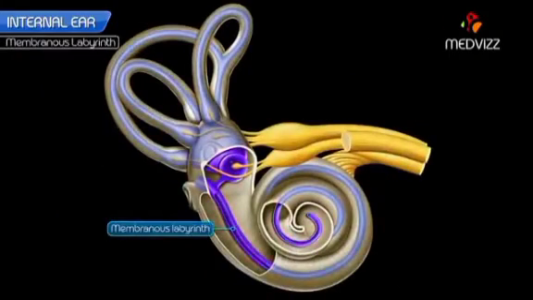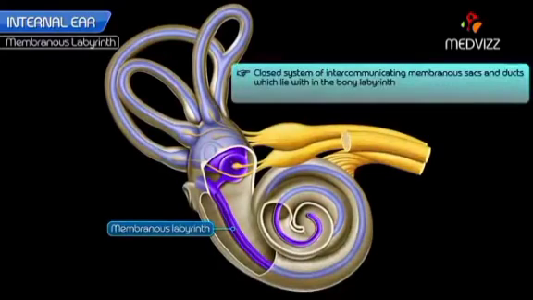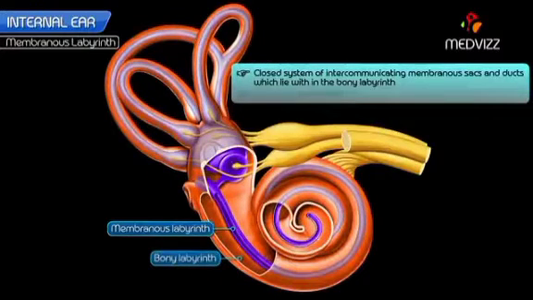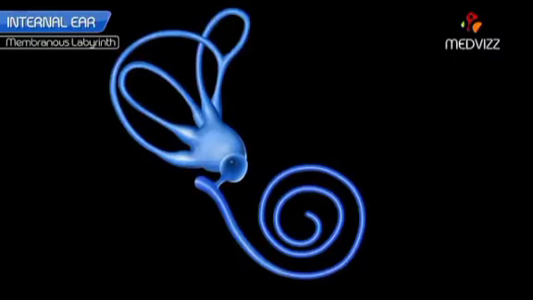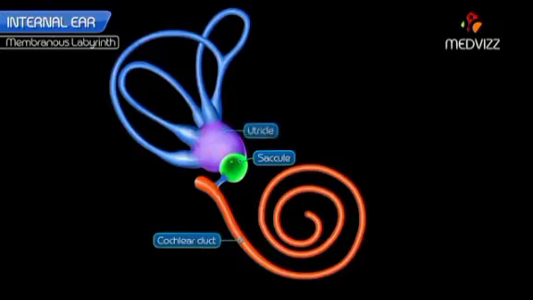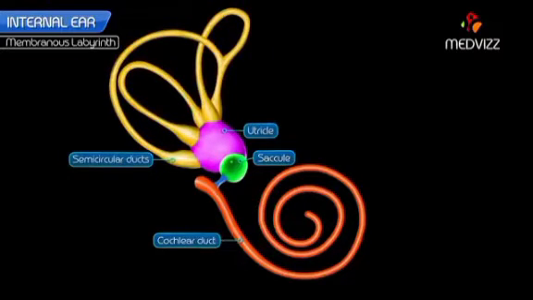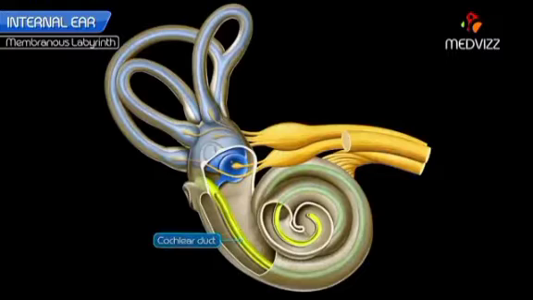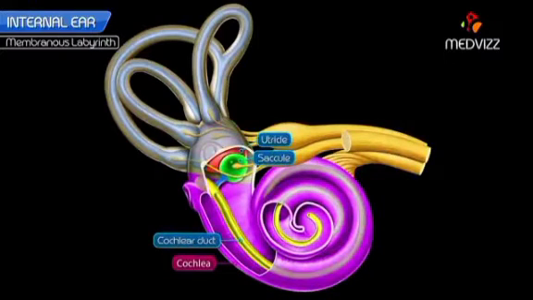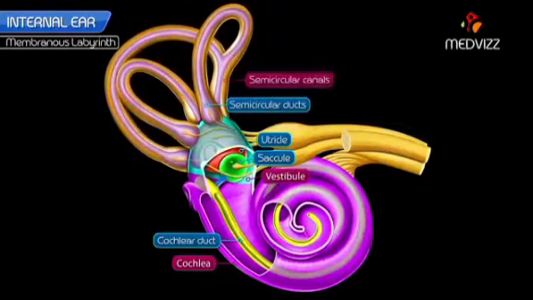Membranous labyrinth. The membranous labyrinth is a closed system of intercommunicating membranous sacs and ducts which lie within the bony labyrinth. It is filled with endolymph. It presents with a cochlear duct, saccule, utricle, and 3 semicircular ducts. The cochlear duct lies within the bony cochlea. The saccule and utricle lie within the bony vestibule, and the 3 semicircular ducts lie within the 3 bony semicircular canals.